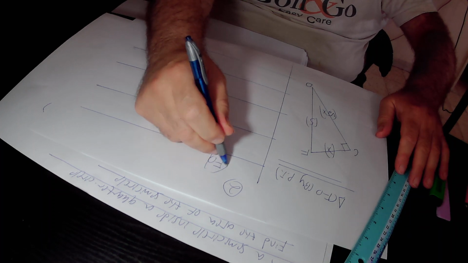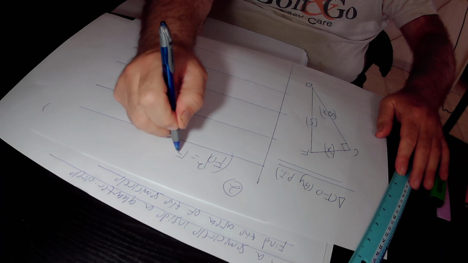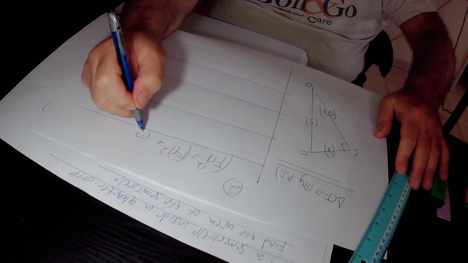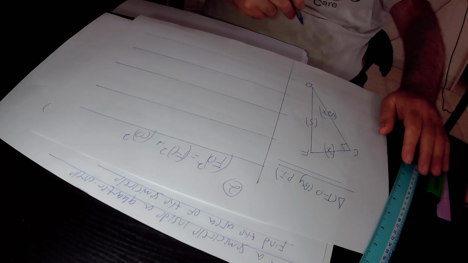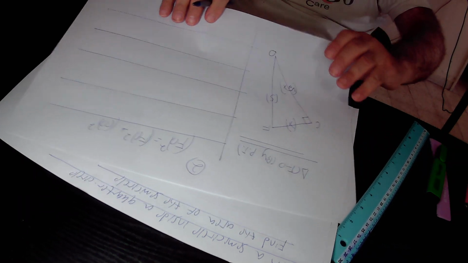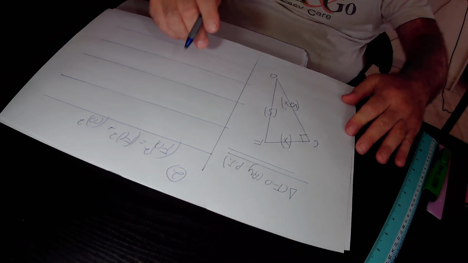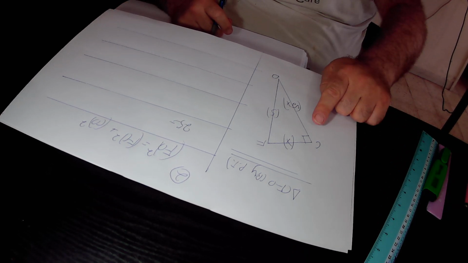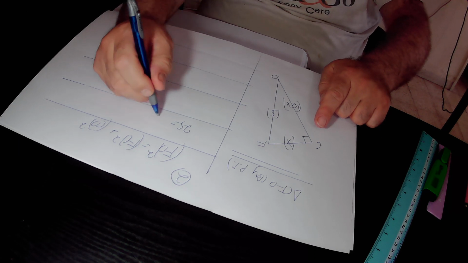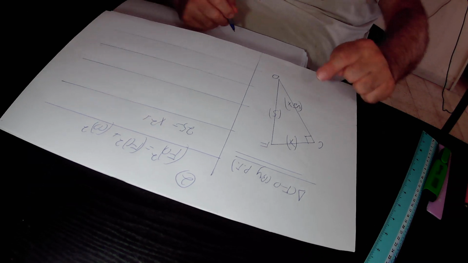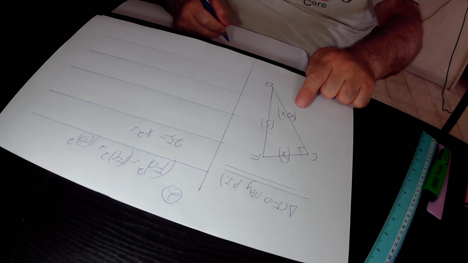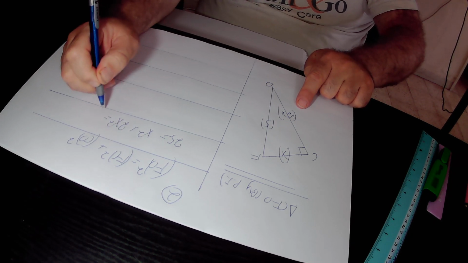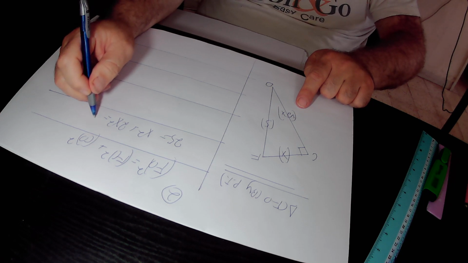FO squared equals FC squared plus CO squared. FO, the hypotenuse, is 5, therefore FO squared is 5 squared, that is 25. And it equals FC squared. FC is x, therefore FC squared is x squared, plus CO squared. CO is equal to 2 times x, therefore CO squared is 2x squared. So in total, 25 equals x squared plus 2x squared. x squared plus 2x squared is 3x squared.